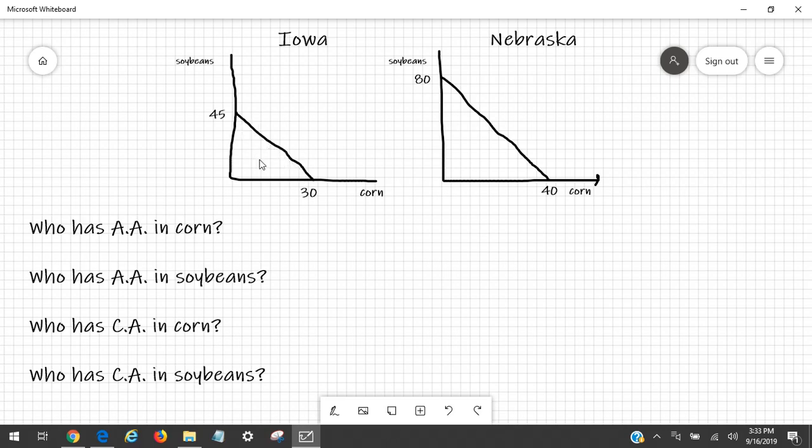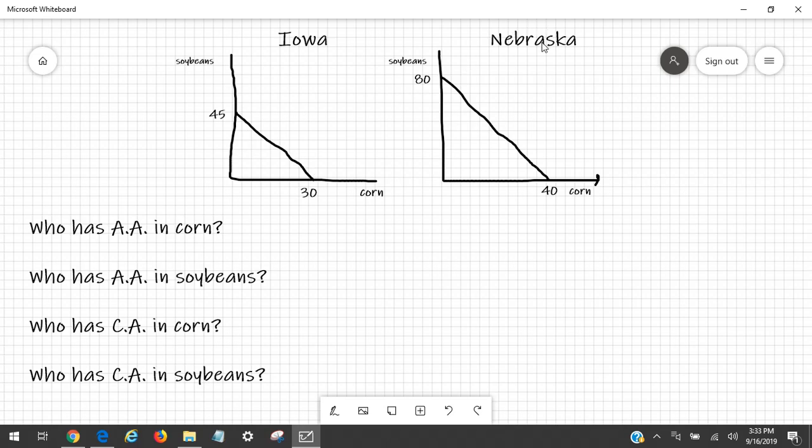Or, just as a quick review, anywhere inside here is also a possibility for Iowa. They could just make 15 bushels of corn and 20 bushels of soybeans, but we would consider that to be inefficient because they would not be utilizing all their resources, not maximizing their production.